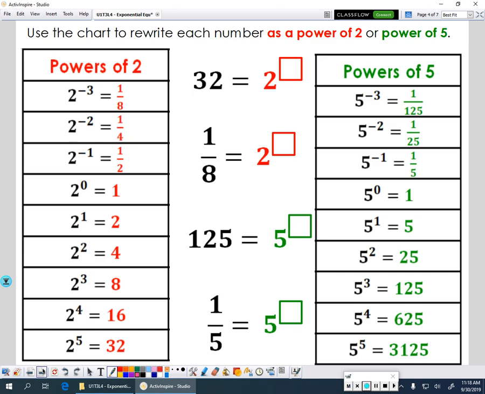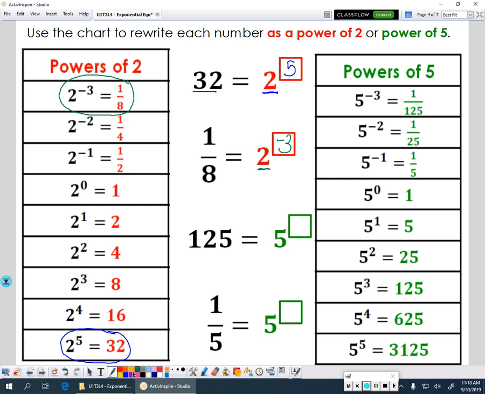So take a minute again. This time we're looking at powers of 2 and powers of 5. Be very careful as to which chart you use. You can pause it and do it, or you can do it with me. It's up to you. So 32, and what I'm looking for is a power of 2. So that's going to be in this chart here on my left. 32 is equivalent to 2 to the 5th power. 1/8, again, we're looking for a power of 2. So that's over here. 1/8 is equivalent to 2 to the negative 3rd power.